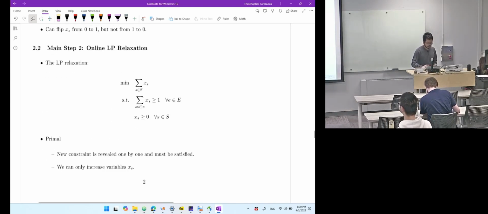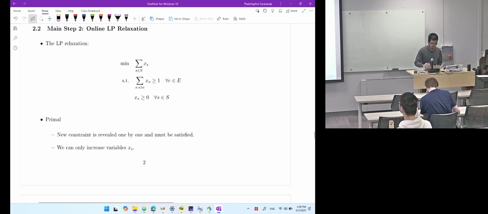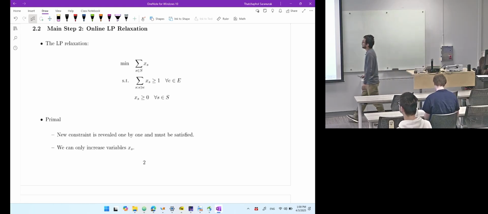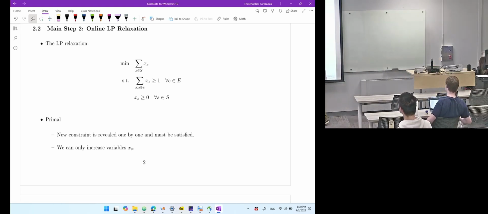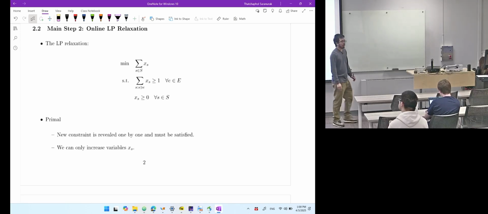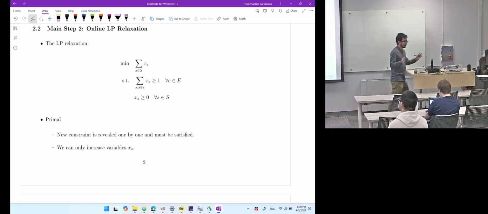Next, relax it. So throw away the integrality constraint. Each of the constraints still comes to you one by one, but now it's a fractional value. You can only increase variables like before. So that's the same step.